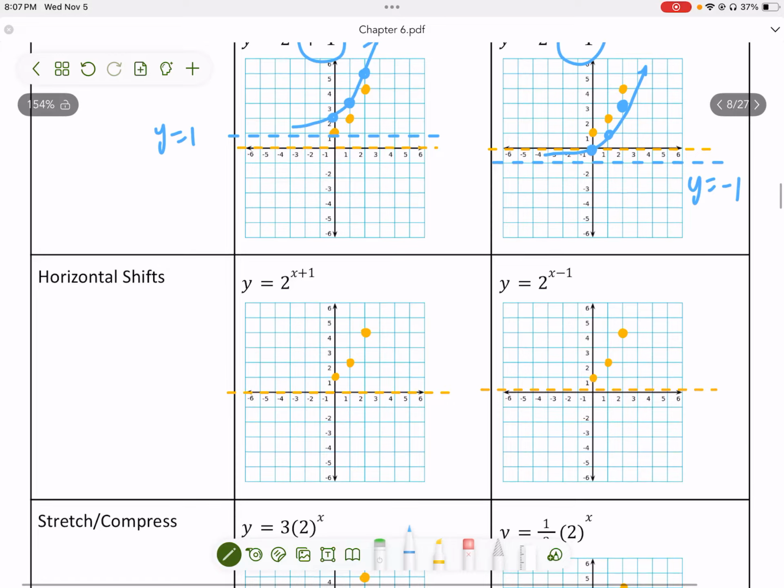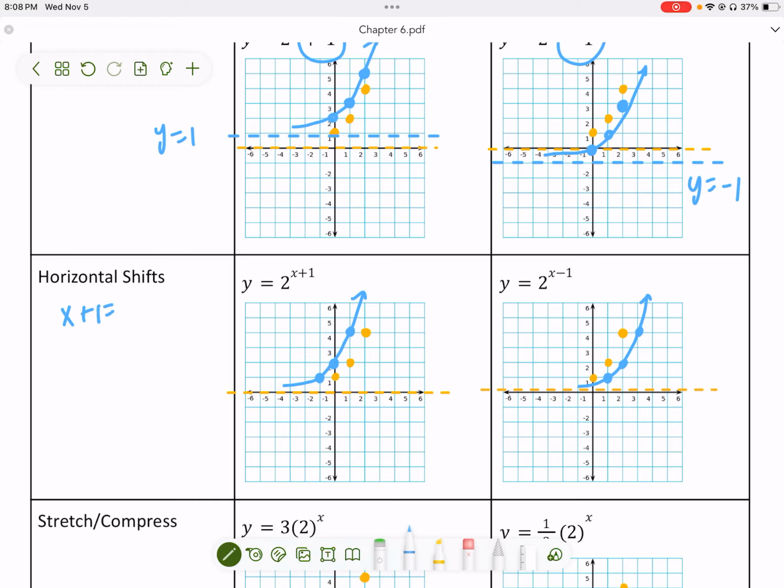Then we have horizontal shifts, which will not affect our asymptote. Just like the others, it goes the direction you don't think it should go. So +1 will actually move left, and -1 will actually move right. And remember that is from solving, right? So that's why this one is at -1. And that's why this one goes to +1.